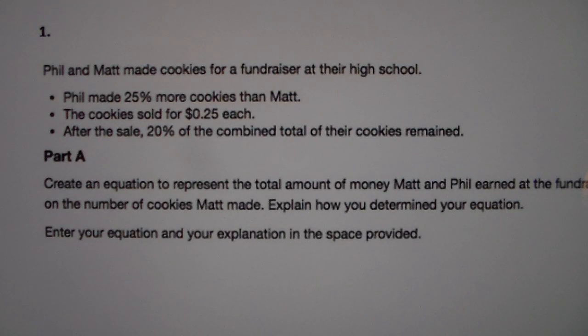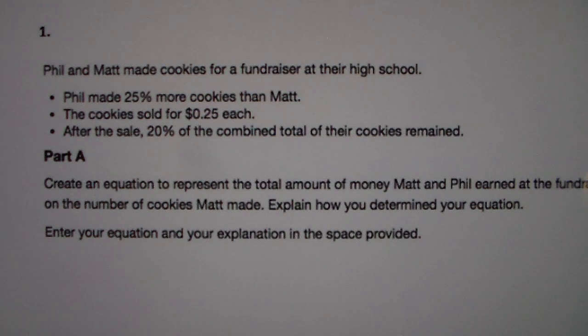So the first problem here says Phil and Matt made cookies for a fundraiser at their high school. Phil made 25% more cookies than Matt. So that means if Matt made 10 cookies, Phil made 25% more, which is 1/4. So he made another 2.5 cookies. He's made 12.5 cookies.